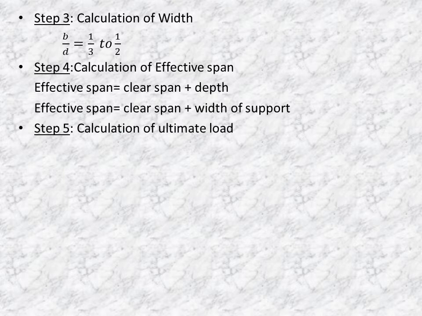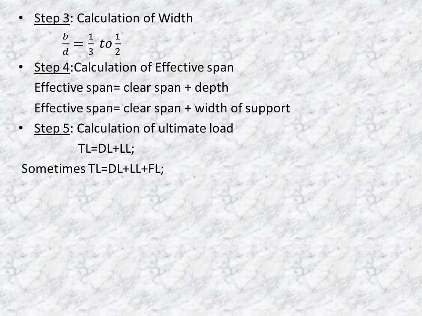Calculation of ultimate load. TL is equal to DL plus LL, total load, that is dead load plus live load. Dead load is the self weight. Sometimes floor finish load is given to us, so we have to add that with the dead load plus live load. Usually we'll be using dead load plus live load. Dead load is the self weight, rho into B into D.